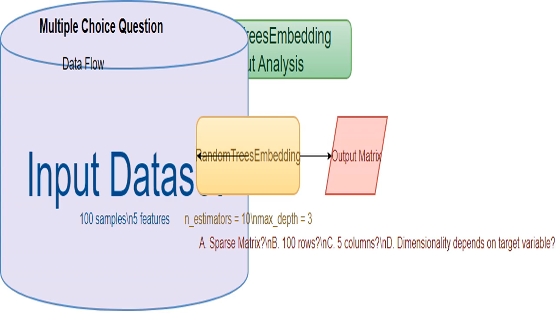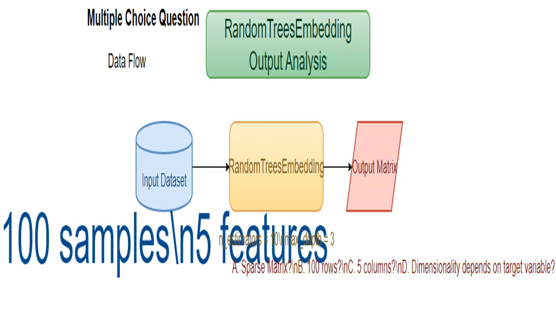This is my input data for the RandomTreesEmbedding algorithm. My dataset has a simple structure. It's like a spreadsheet with 100 rows, samples, and 5 columns, features. Each row represents a data point, and each column represents a specific characteristic of that data point.